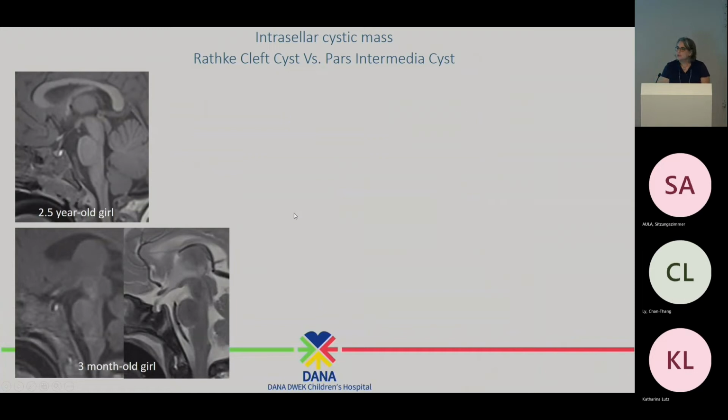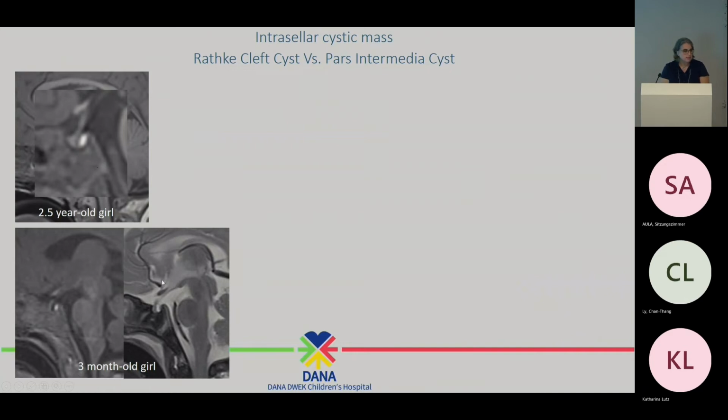So actually the most common intrasellar mass would be a cyst. If we look at this 2.5-year-old girl, we just see this low T1 signal nicely delineating the space between the adenohypophysis and neurohypophysis. This is basically the region of the pars intermedia, and I would just call this part of the anatomic variability of the pituitary gland on MRI.